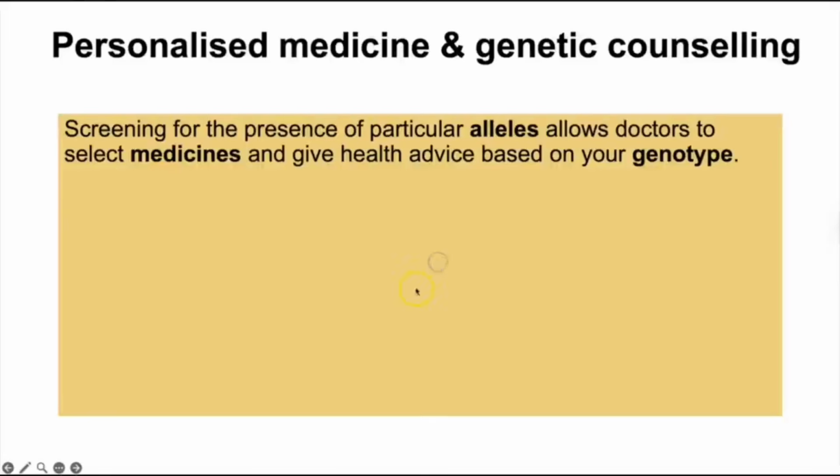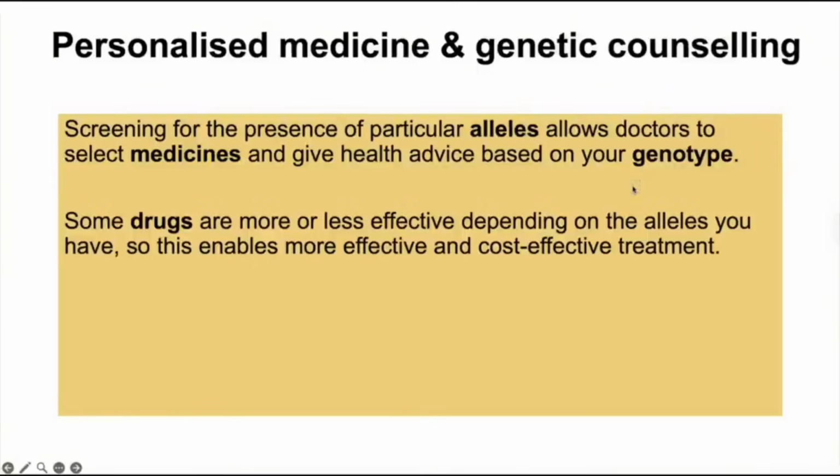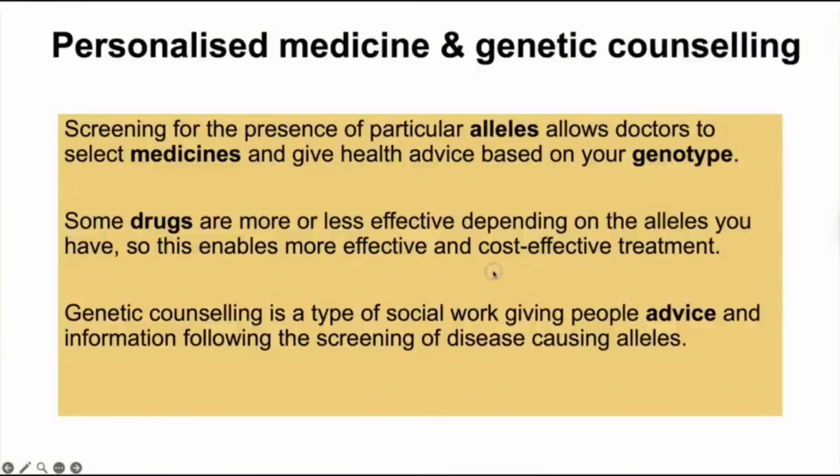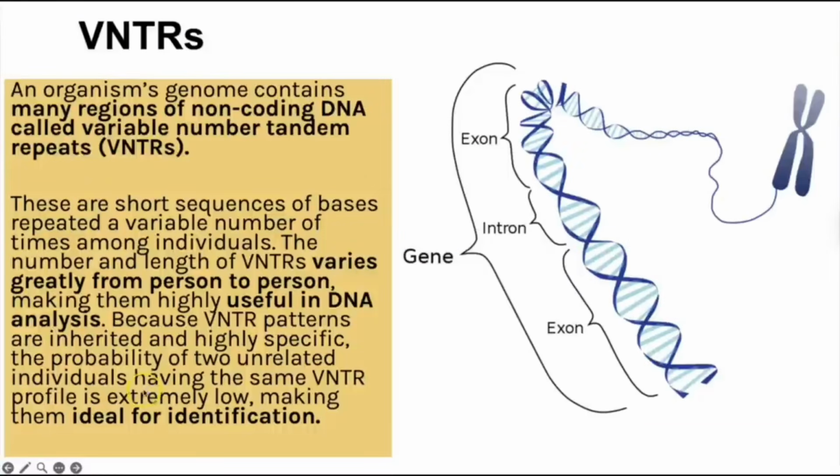So this is what we mean by personalised medicine and genetic counselling. We're screening for the presence of that particular allele, selecting personalised medicines based on your genetics. And that's because some drugs are more or less effective depending on your genetics. And that enables it to be more effective to you, but also more cost effective as a treatment. And genetic counselling is a type of social work giving people advice and information following their screening of disease-causing alleles.